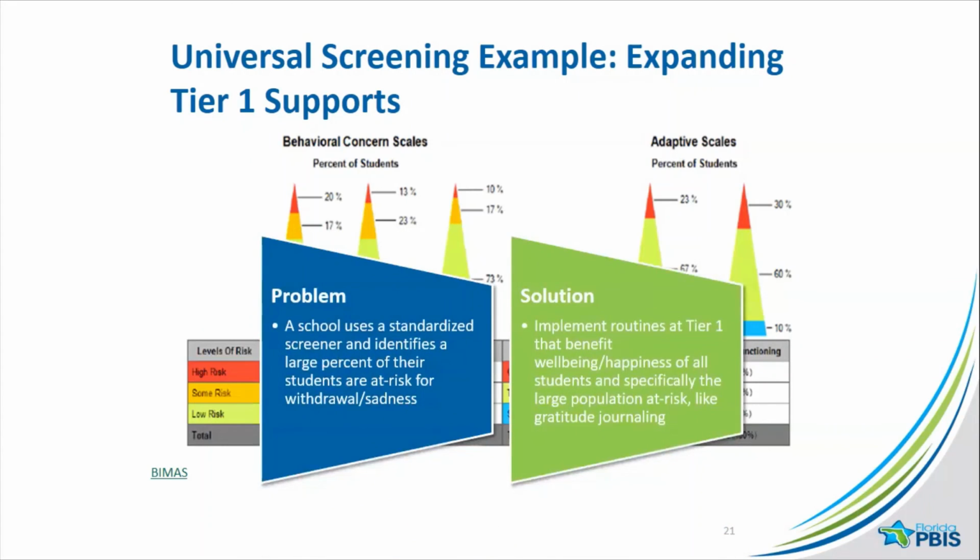So for example, if they use this screener and we saw that at risk for negative affect, which is withdrawal and sadness, we might implement routines at that tier 1 level that benefit well-being and happiness for all students, as well as some adults, in some of the interventions, like using gratitude journaling routines as part of the routines that we use across the campus. Gratitude journaling is known to foster positive emotions of both kids that use it and adults that use it. So these are simplistic ways that universally using these screening tools allows us to make better decisions than just using them individually.